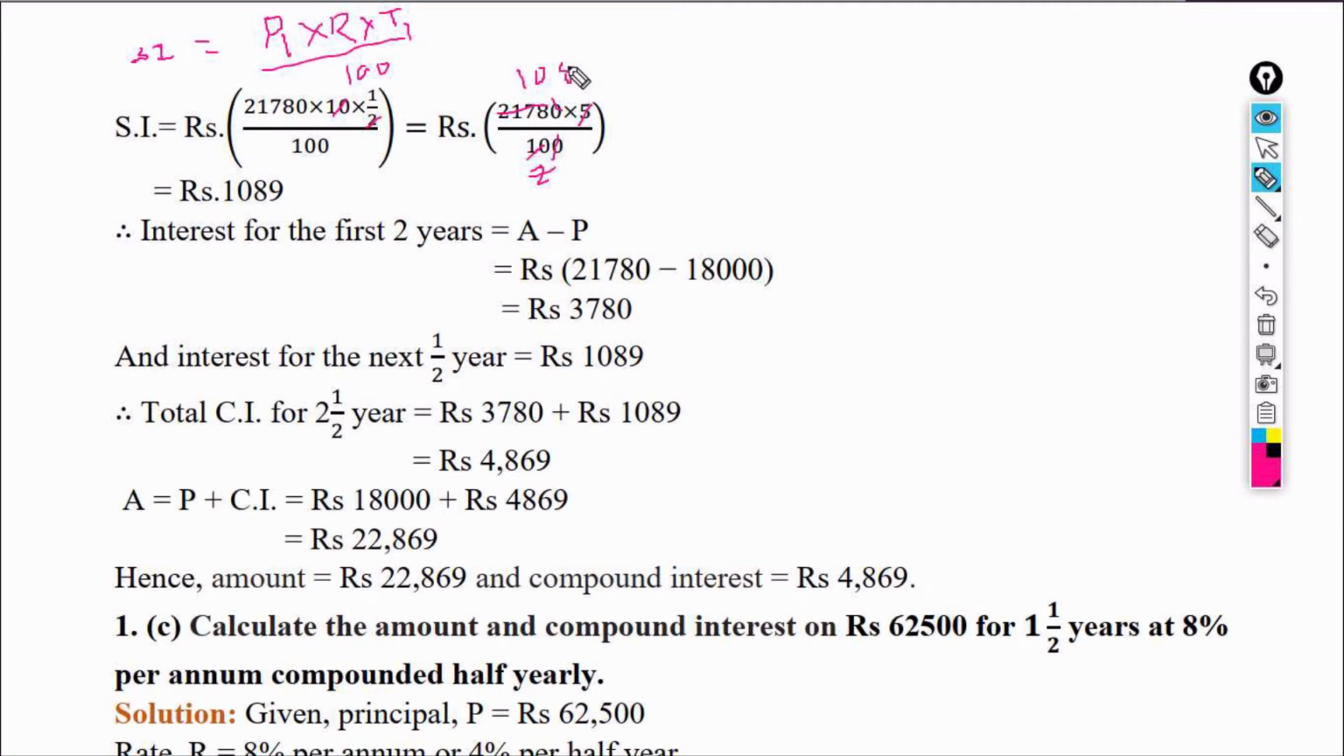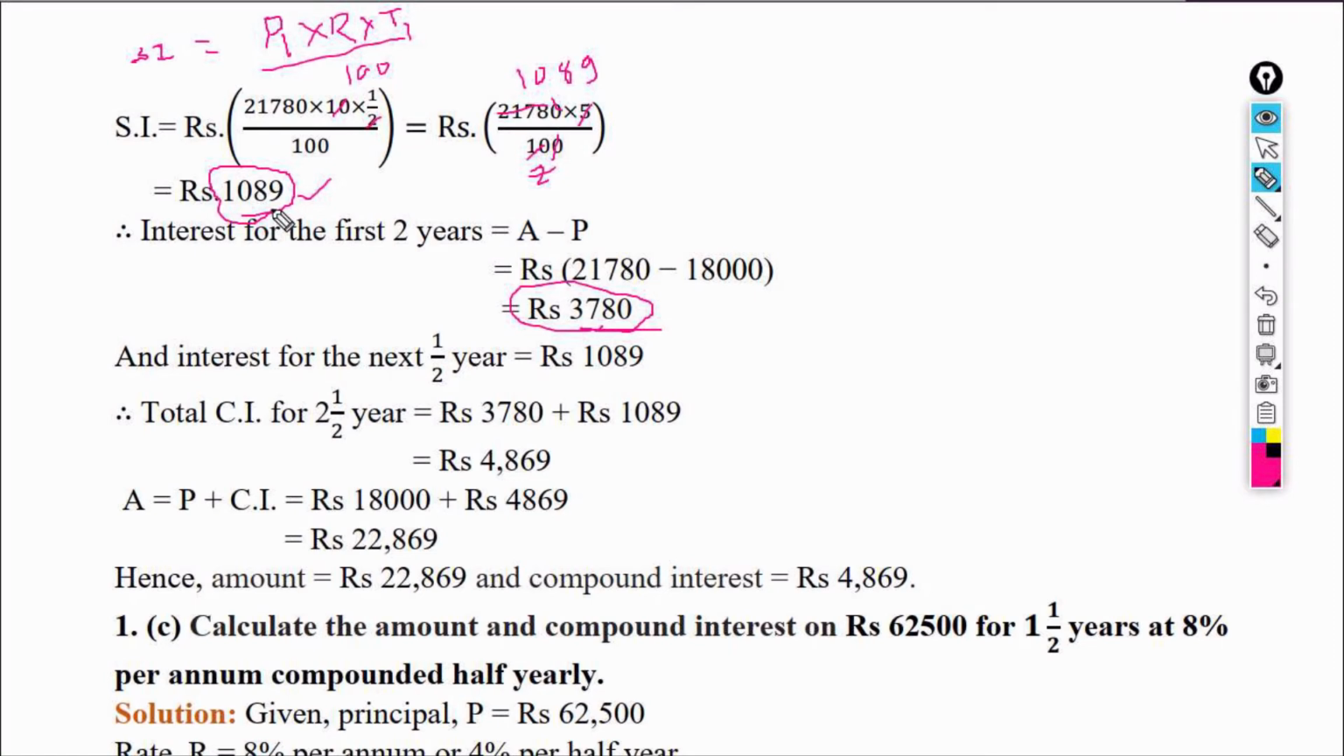Now this is simple interest for the half year only. Don't forget, this is simple interest for the half year only. First calculate the simple interest for the first 2 years, that is equal to amount minus principal, and it is equal to rupees 3,780. Now just add this interest with this interest to find the compound interest for 2.5 years.